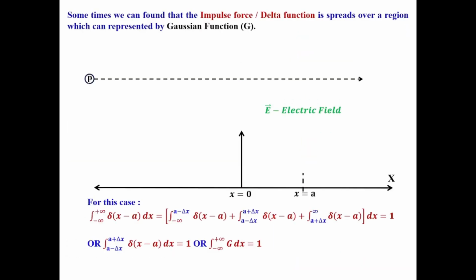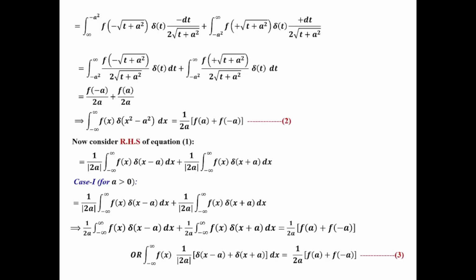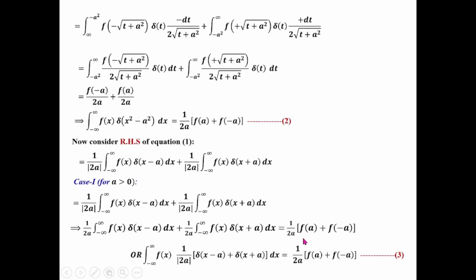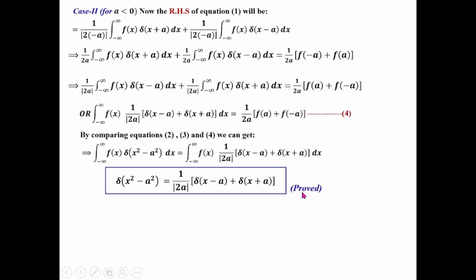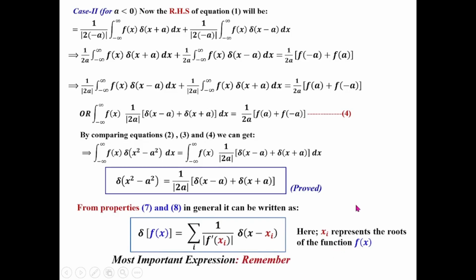These things we discussed in our previous classes. The eighth property in detail we discussed in our last class, and we proved this one. This is the general form of the seventh and eighth property, where xi are the roots of the function f(x). You just remember this, which is most important and essential for doing the numericals based upon the seventh and eighth property. Now we are going to go for the numericals.